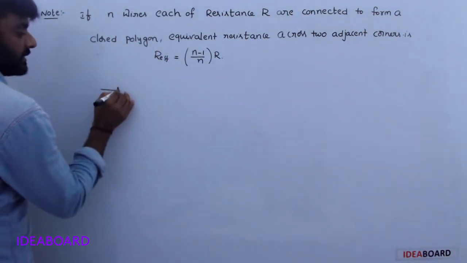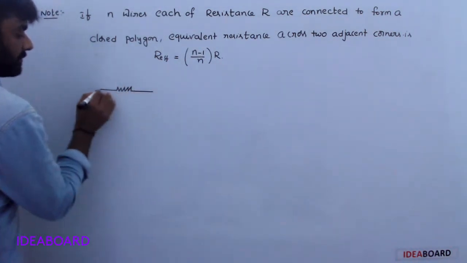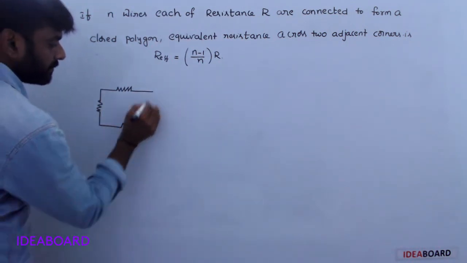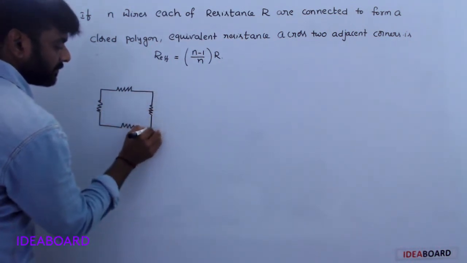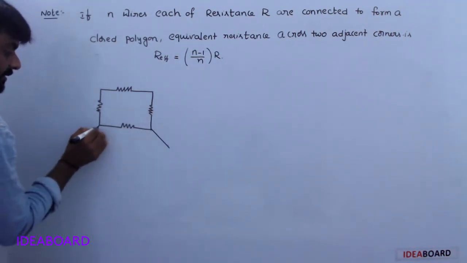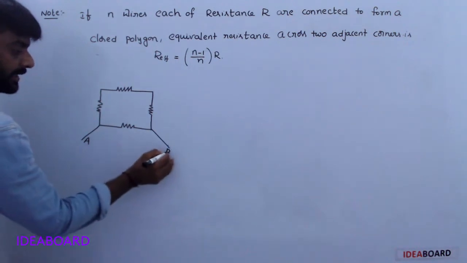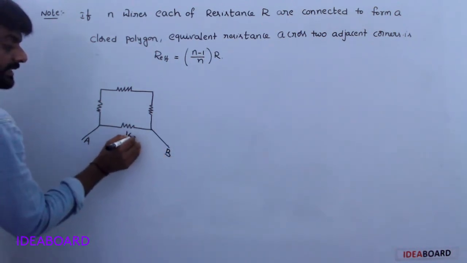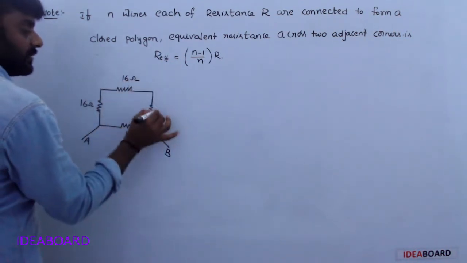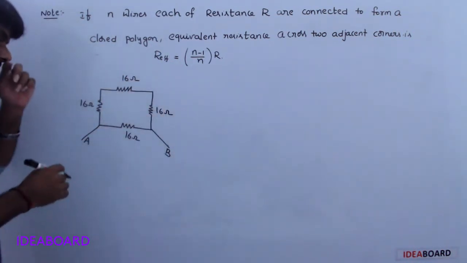Consider the square. Here we have points A and B. This one is 16 ohm, this one is 16 ohm, 16 ohm, 16 ohm. Understood?